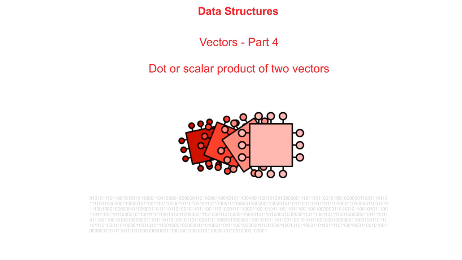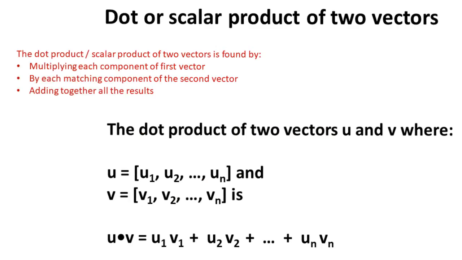In this fourth video on vectors, we look at the dot or scalar product of two vectors. So another thing you might have to do in the exam is produce the dot or scalar product of two vectors supplied. The dot product or scalar product of two vectors is found by multiplying each component of the first vector by each matching component of the second vector and then adding together all the results.